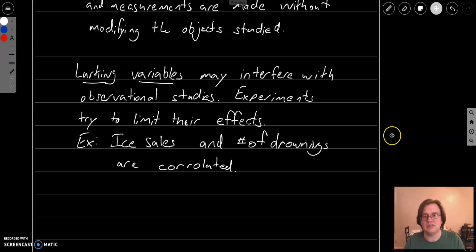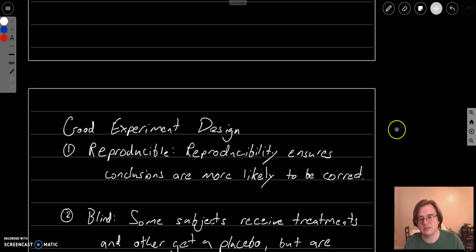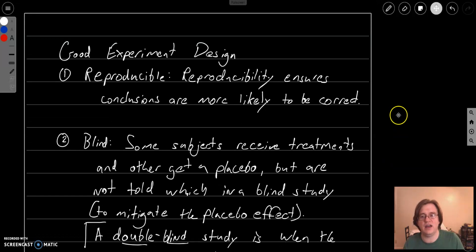So an experiment will try to eliminate any outside variable and will try to isolate exactly what you're trying to study. In an observational study, there may be outside factors affecting what it is you're observing. So experiments are in general a little bit nicer, but maybe not reasonable given the circumstances. So what makes an experiment good? Or what makes an experiment better than another one?